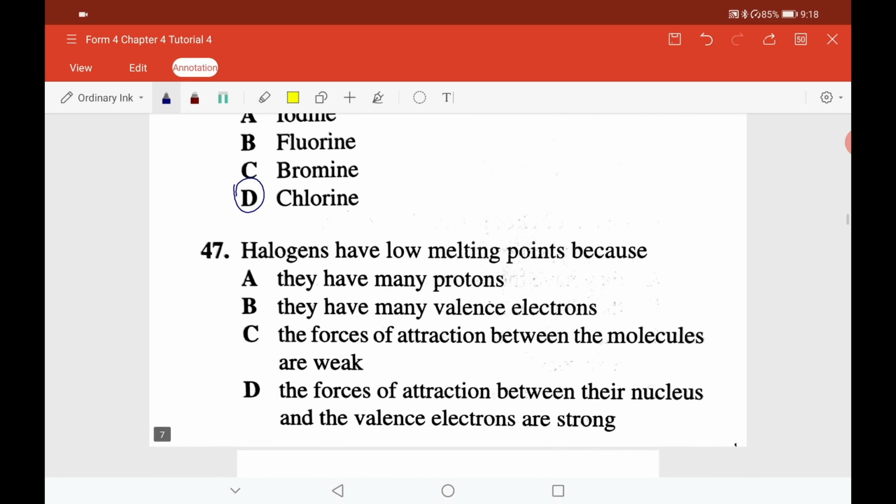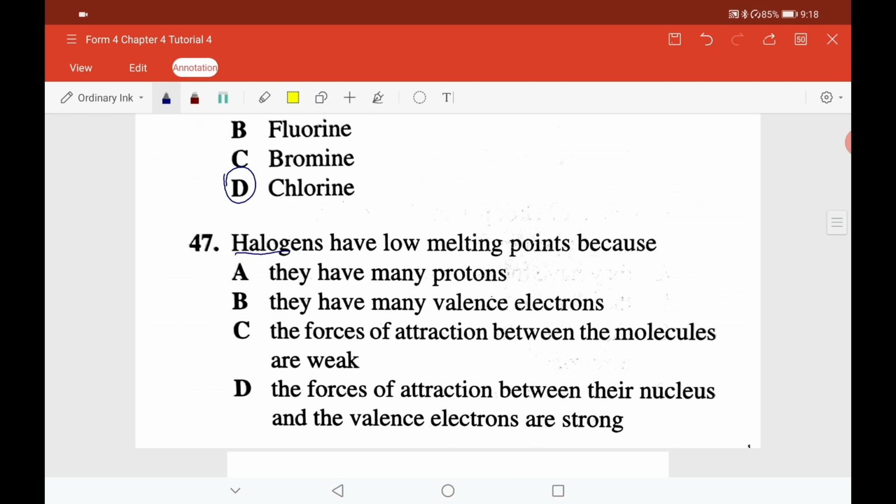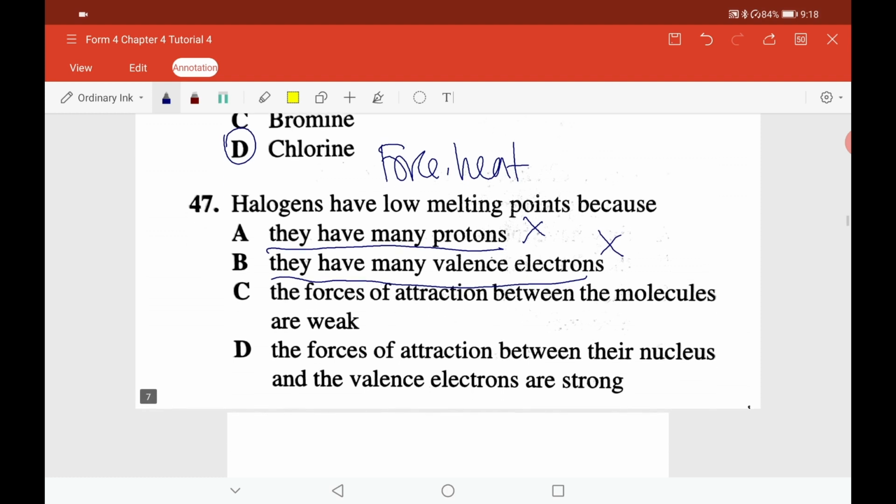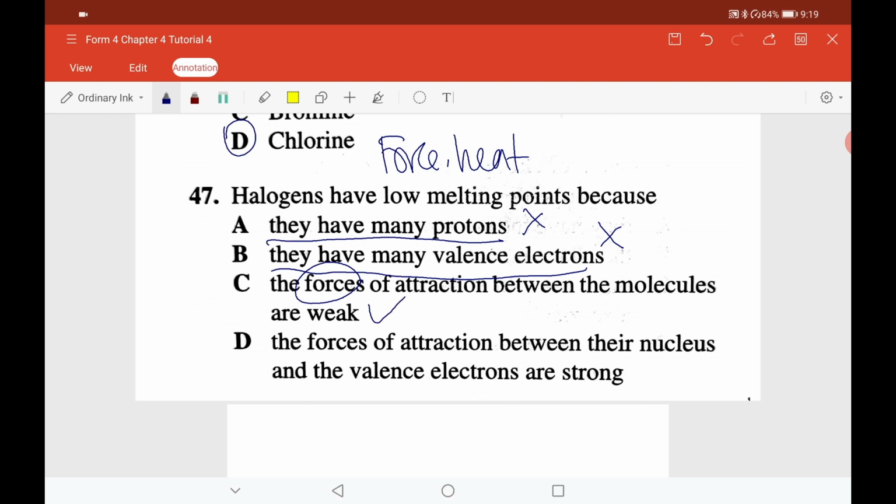Okay, so the next one, halogen has low melting point because of what? All right, so whenever you want to explain about melting point and boiling point, you need to talk about force and heat. So answer A, don't have force, don't have heat, wrong. Answer B, they don't talk about force, they don't talk about heat, wrong. Answer C, there is a force, maybe. Answer D, there is a force, maybe.